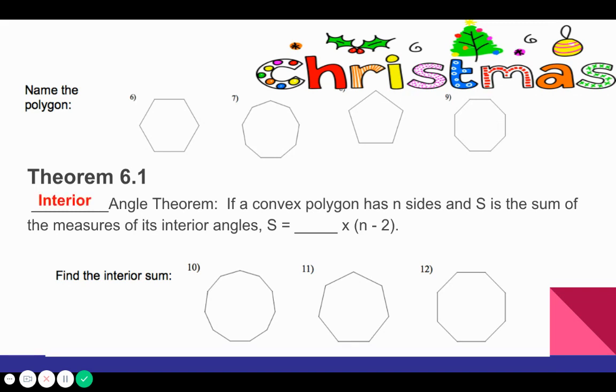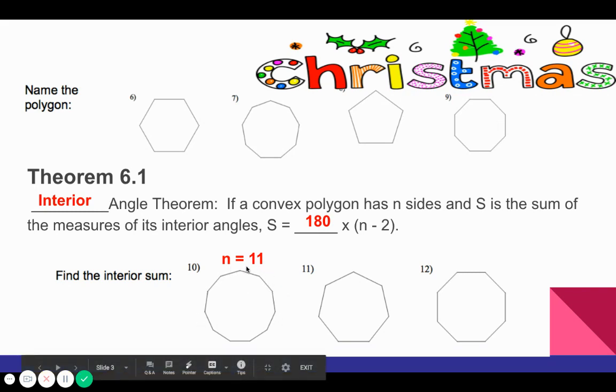You can look at those and give those names, but let's go to the interior angle theorem once again, which says the sum of the interior angles equals 180 times n minus 2. So let's do a few of these outside of the chart. It says find the interior sum. For number 10 here, we have to count the number of sides. I need to know what n is, the number of sides. If you count here, you would get n equals 11.